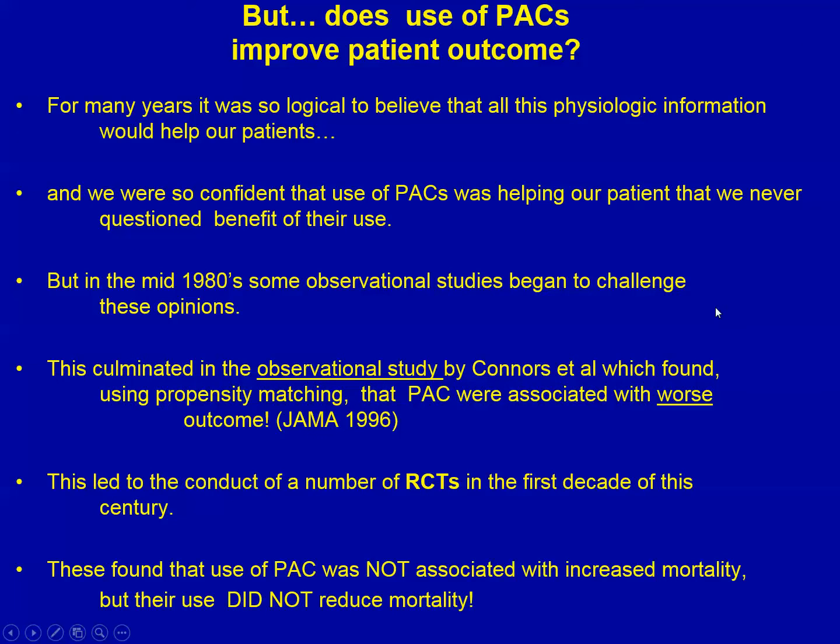However, in the mid-80s, some observational studies began to challenge these opinions. These culminated in an observational study by Connors, who found using propensity matching that pulmonary artery catheters were associated with worse outcome. This led to the conduct of a number of randomized controlled trials in the first decade of this century. These trials found the good news that their use was not associated with increased mortality, but unfortunately they could not document that they reduced mortality.